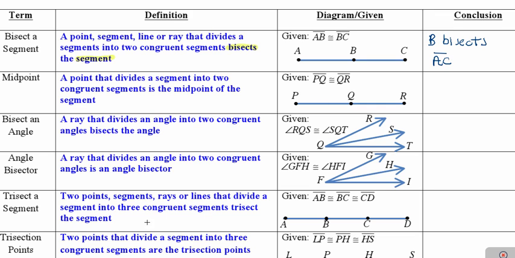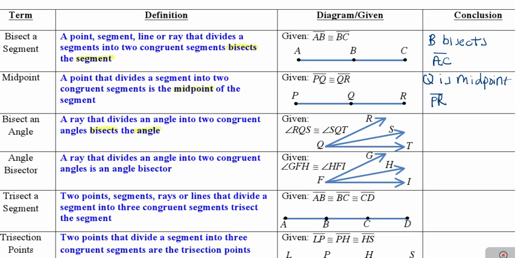Now, similarly, a point that divides a segment into two congruent segments is the midpoint of the segment. So if we look at the diagram and given, it's almost the exact same thing. We have that segment PQ is congruent to segment QR, except the conclusion that we can make is that point Q is the midpoint of segment PR. Now be careful, even though these two vocabulary words are very similar, we are not going to use them interchangeably. Depending on what we are trying to prove, that's how we will determine which one to use.